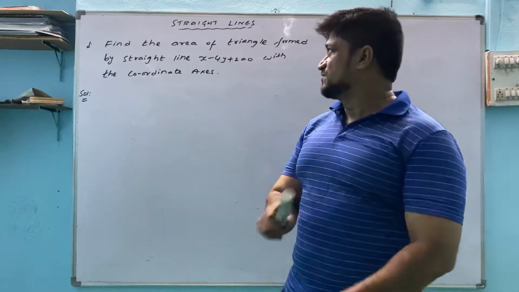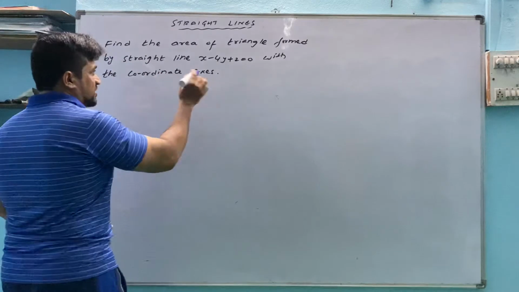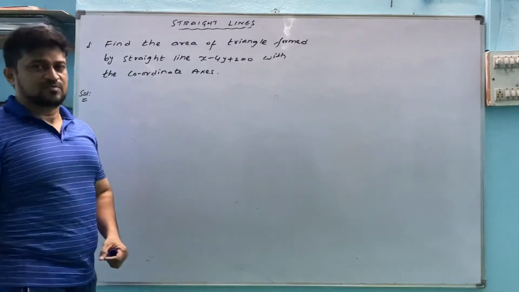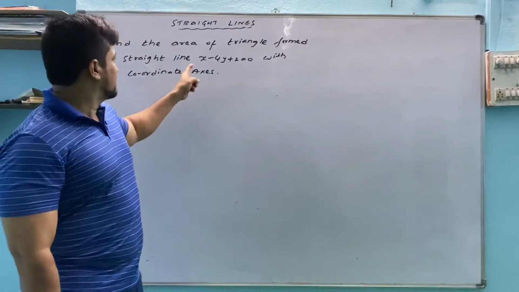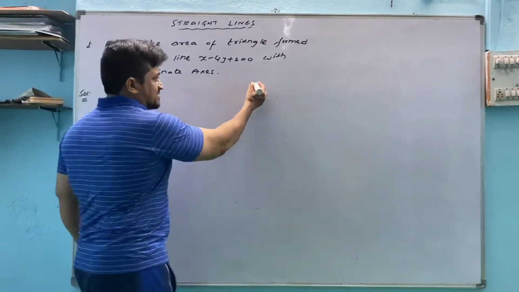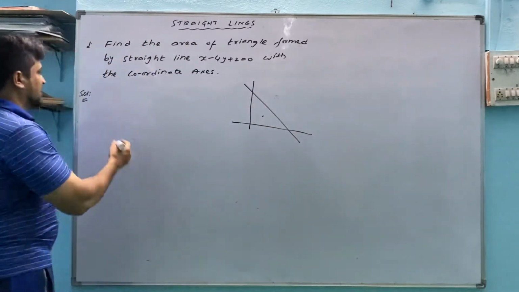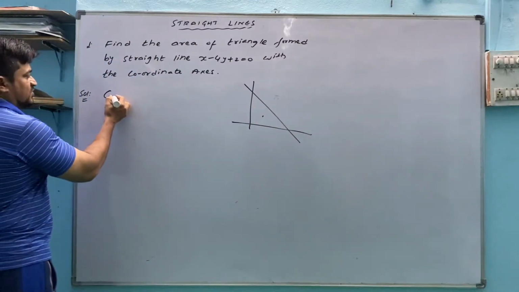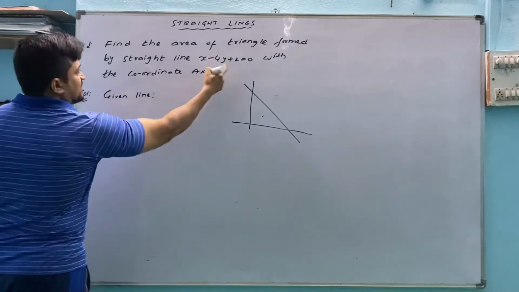I have this one: find the area of the triangle formed by the straight line. By seeing this question, you have to immediately remember the formula which I have given you. What formula did I give for a straight line with the coordinate axes? This is the case; we need to find this area. So first, write the given equation, the given line. This is a linear line equation.